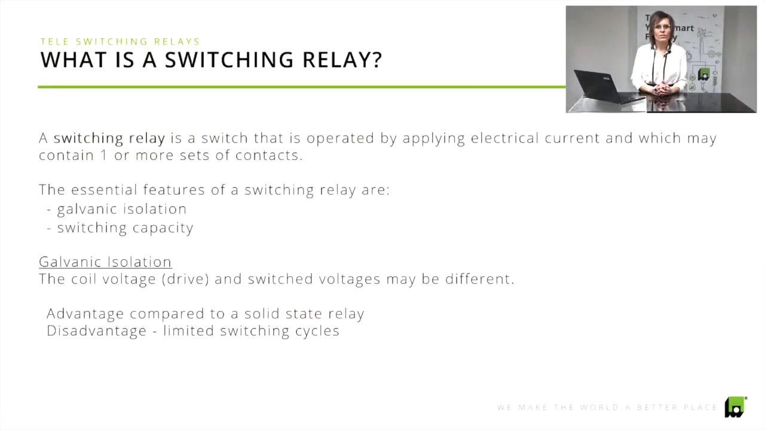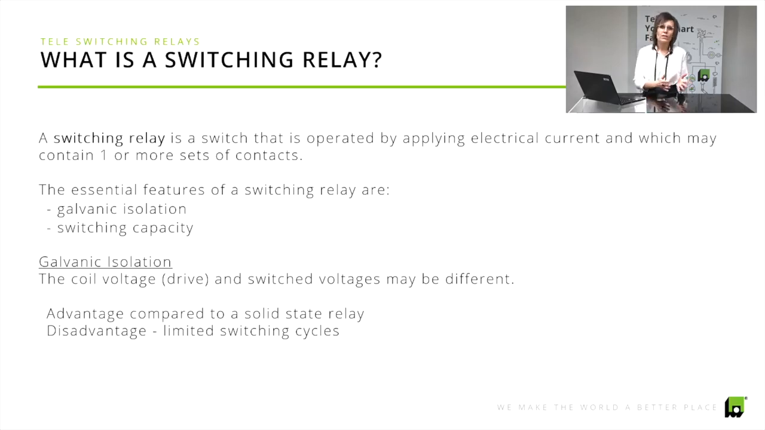Let's start. What is a switching relay? A switching relay is a switch that is operated by applying electrical current. And this may contain one or more sets of contacts. What are the essential features of a switching relay?